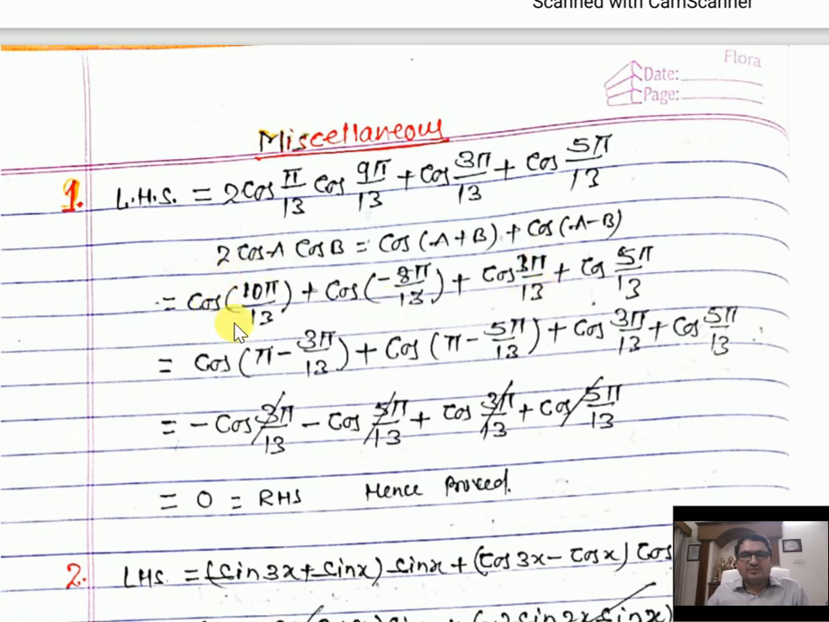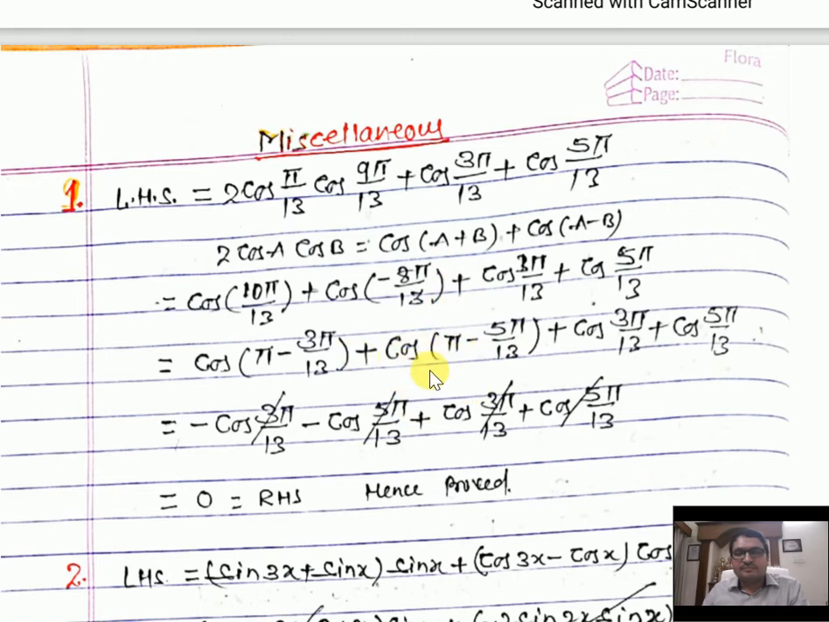So can we convert this also in terms of 3π/13? Can we split it? So I have written π − 3π/13, because 10π means we need to split 10π/13 as π − 3π/13. So cos(180° − θ) is minus cos θ, second quadrant, so minus cos 3π/13. Already one more term is given, cos 3π/13. This part will get cancelled.